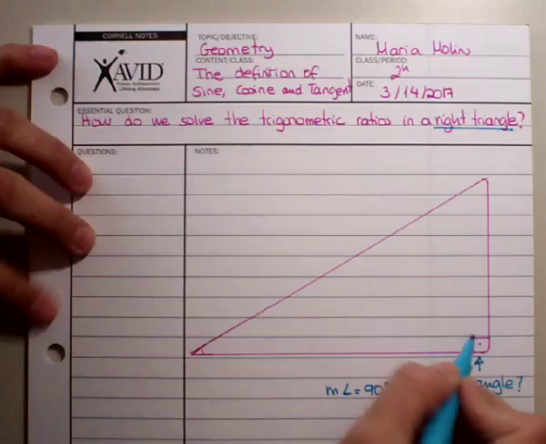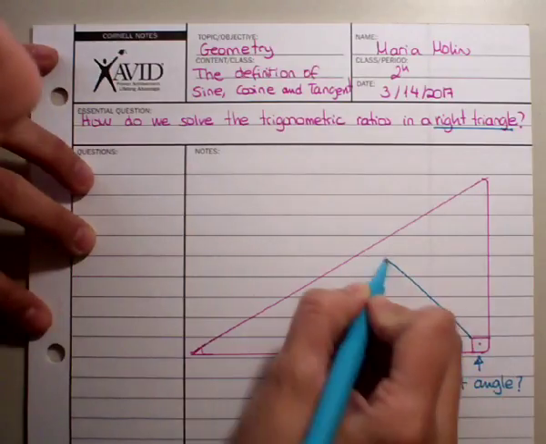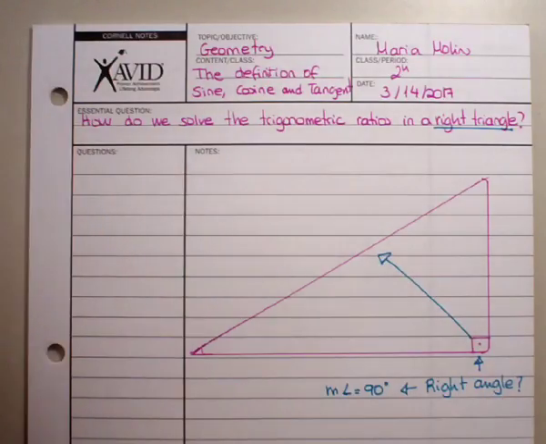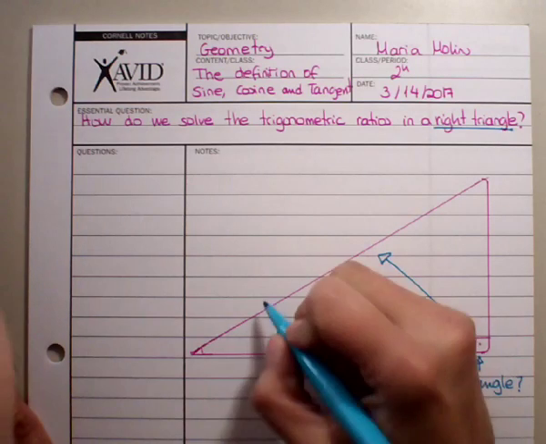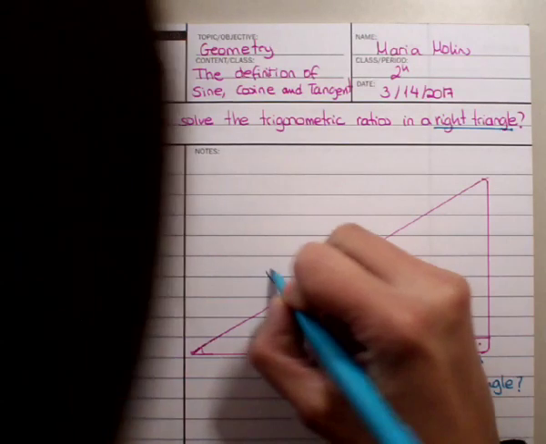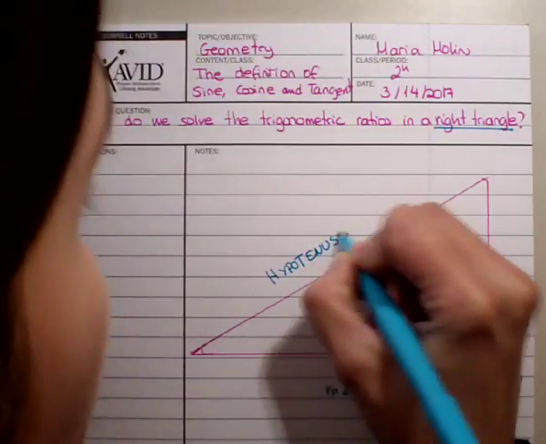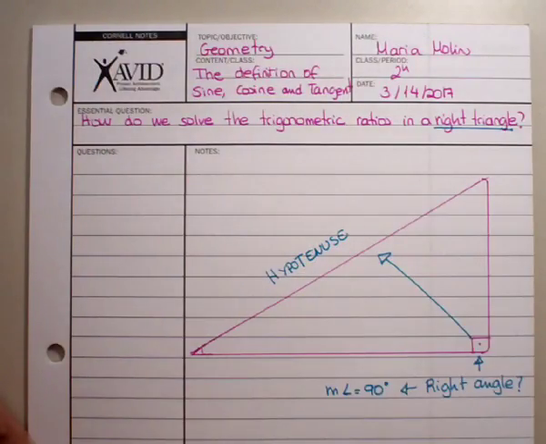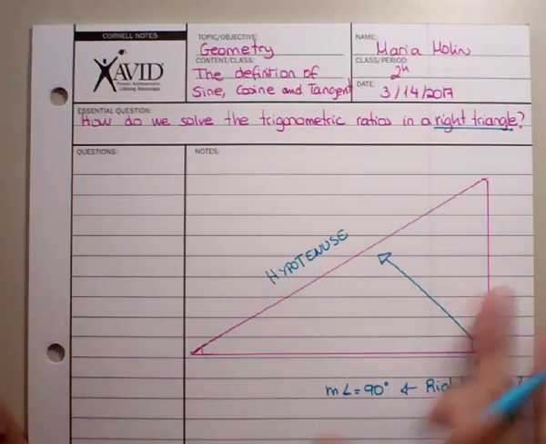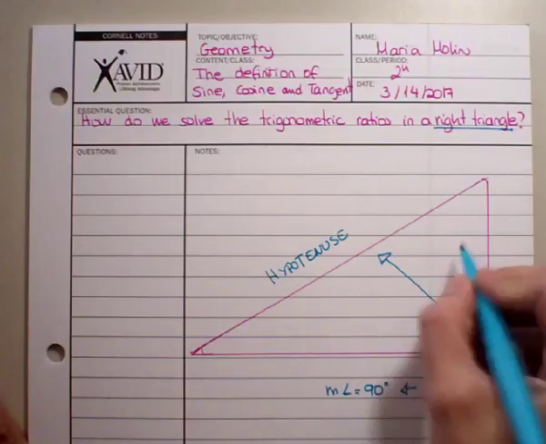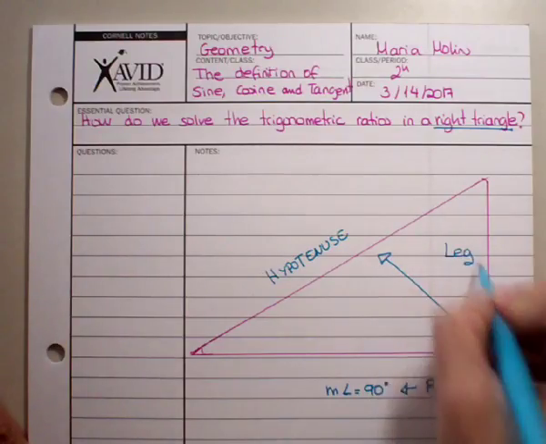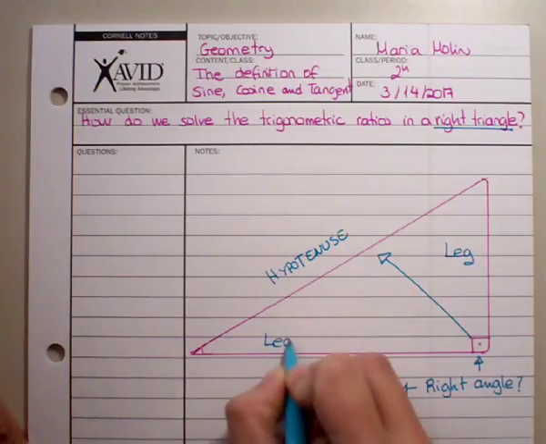The first side that we are going to label is the one that is in front of our 90 degrees angle, our right angle. We call this side the hypotenuse. Remember, the hypotenuse in a right triangle is the longest side. Now, these other two are going to be called leg and leg.